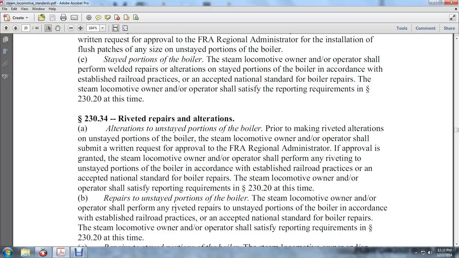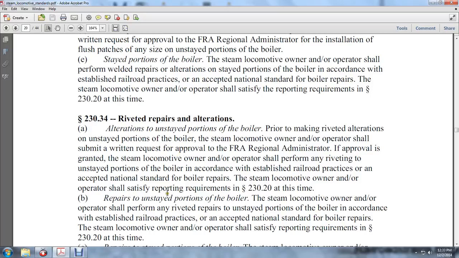234: riveted repairs and alterations on unstayed portions of the boiler. Prior to making riveted alterations on unstayed portions of the boiler, the steam locomotive owner and operator shall submit a written request for approval of the FRA regional administrator. If approval is granted, the steam locomotive owner and operator shall perform any riveting to unstayed portions of the boiler in accordance with established railroad practices and accepted national standards for boiler repairs. The steam locomotive owner and operator shall satisfy the reporting requirements of 230-20.